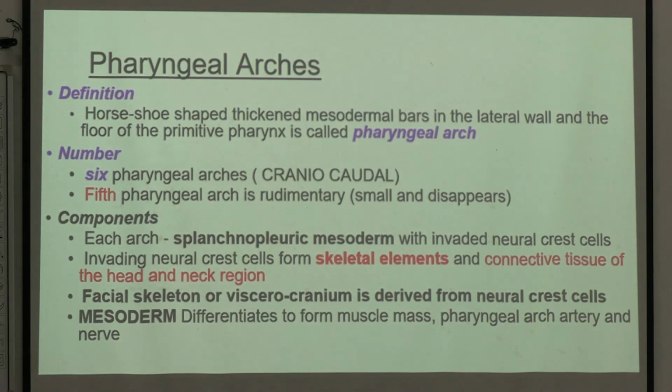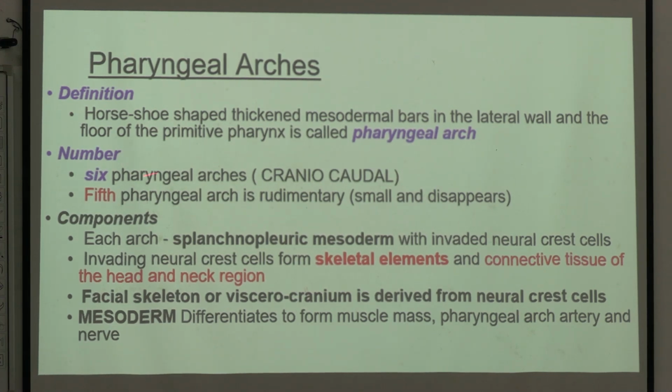Coming back to the pharyngeal arch, which is a component of the pharyngeal apparatus: pharyngeal arches are mesodermal bars developing around the stomodeum, or future mouth region, and around the future pharynx region. They are 6 in number to start with. Counting craniocaudally, number 5 is small and drops off, and then we have 5 pharyngeal arches to develop the neck region.